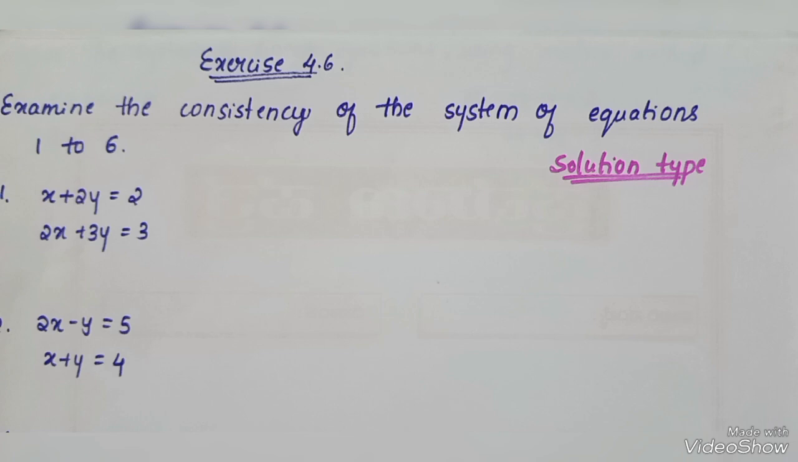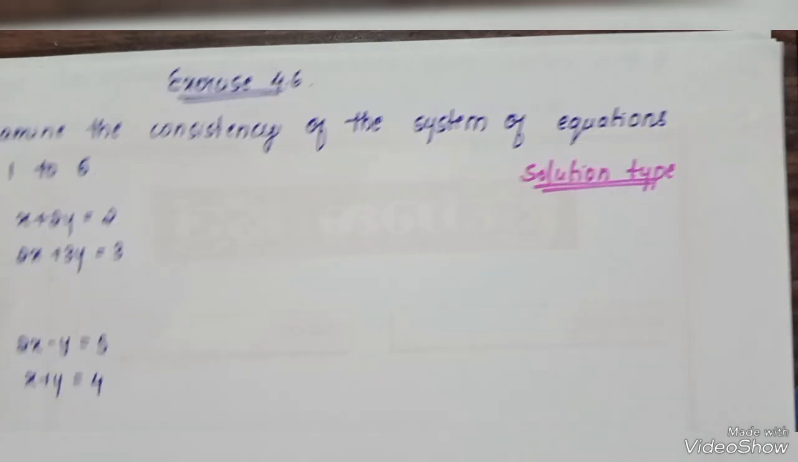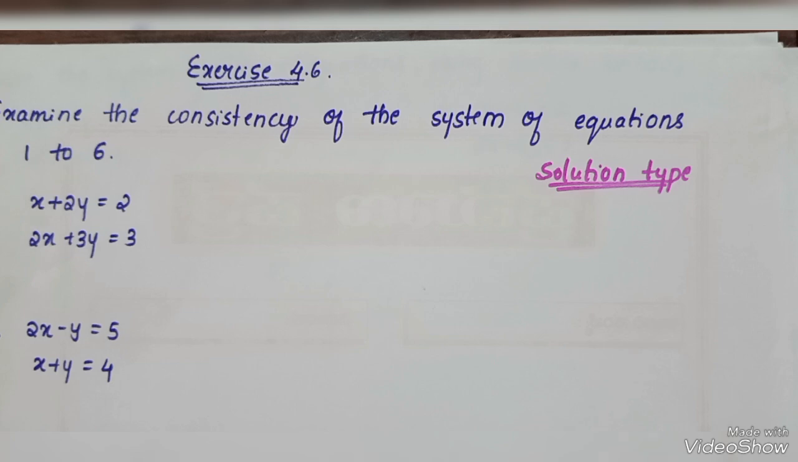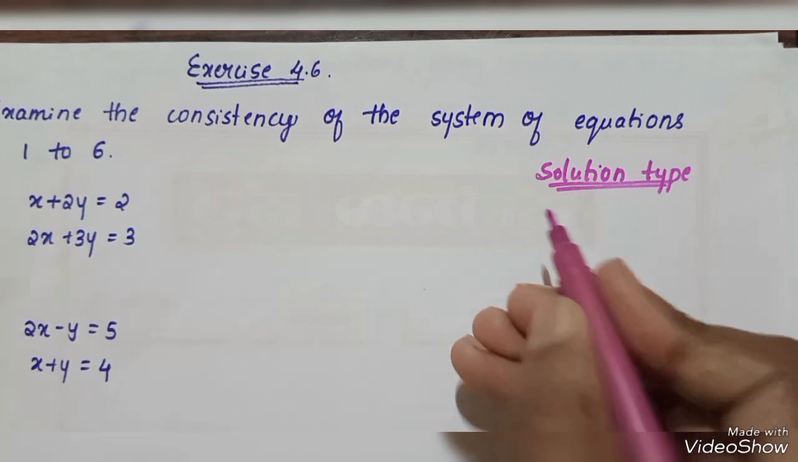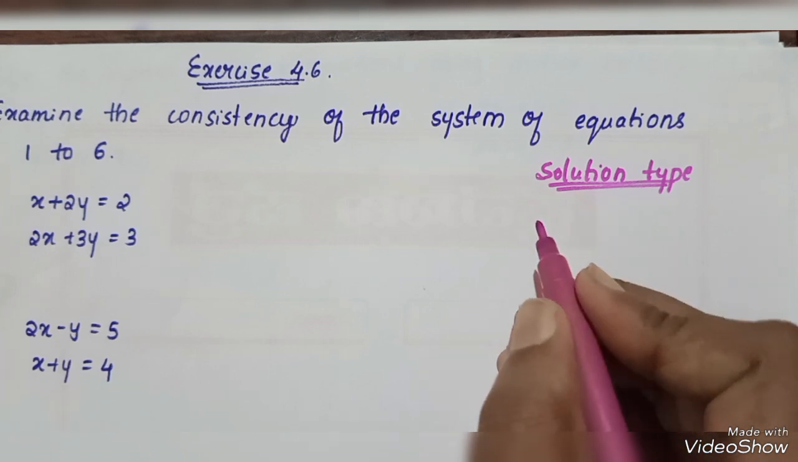Here today's session we have to solve exercise 4.6. From this exercise, one compulsory 5 marks question will be asked in the examination. The question is: examine the consistency of the system of equations. We already discussed the theory part in the last session. Before checking the consistency, we have to know the solution types. Here I am explaining the solution types. There are three solution types.